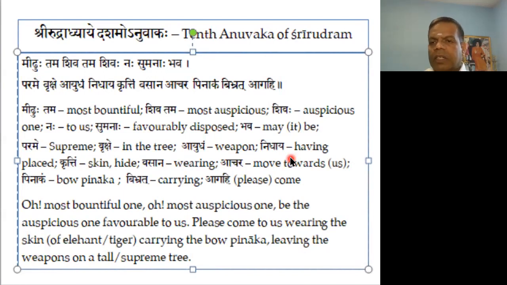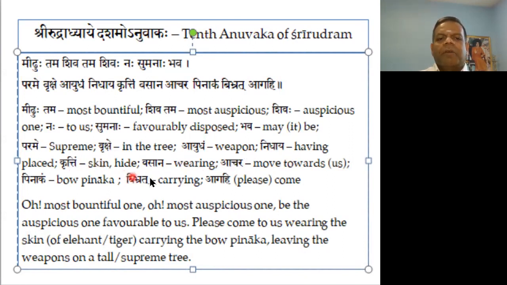I think we have looked at nidhana pataye namaha. I don't know whether you all remember. Similar meaning. That's something which goes to rest. Everything is put down. So you rest it also, you can say. Resting your ayudha in a tree, in a supreme tree, in a high tree.